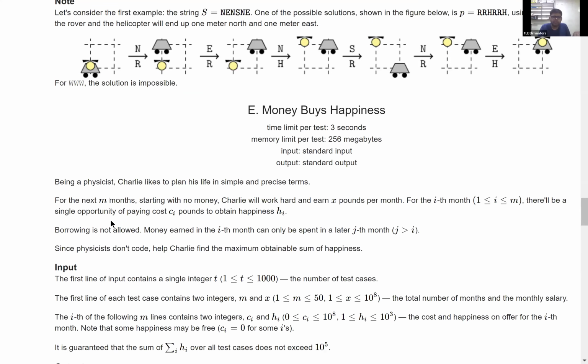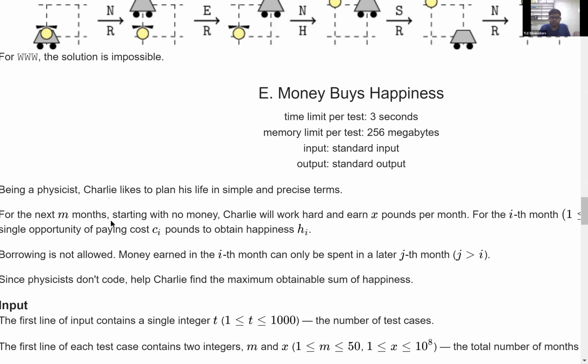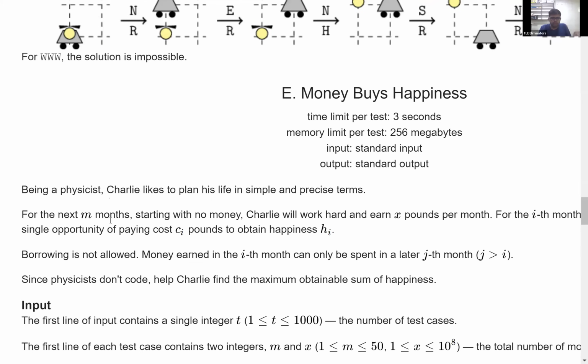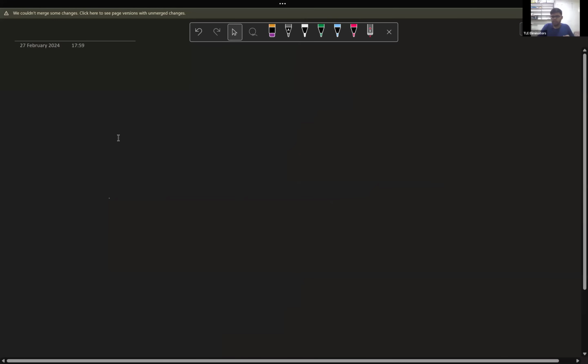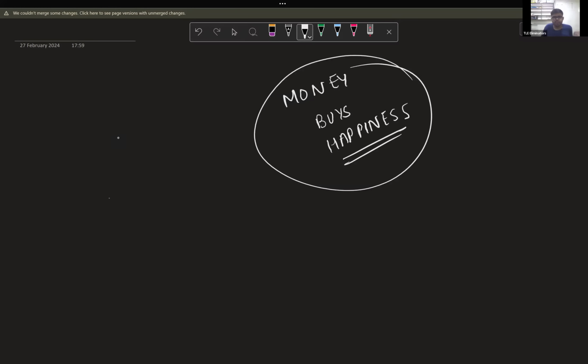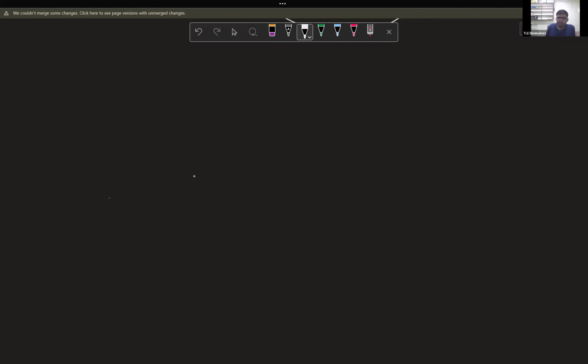Okay, so this is the fifth problem. The problem name is really good: Money Buys Happiness. They came up with a really good name. So the problem says that there is a person who has a salary of X rupees or X pounds. Pounds is the currency in, I think, the UK, or I'm not sure about the country. It has X pounds per month. UK. Okay, it's UK only.